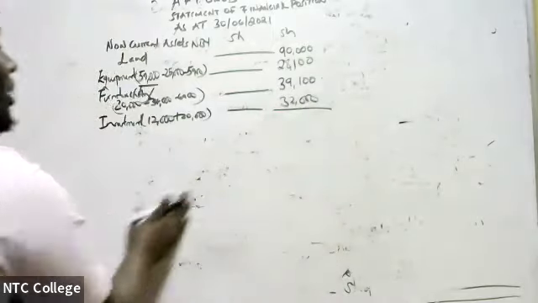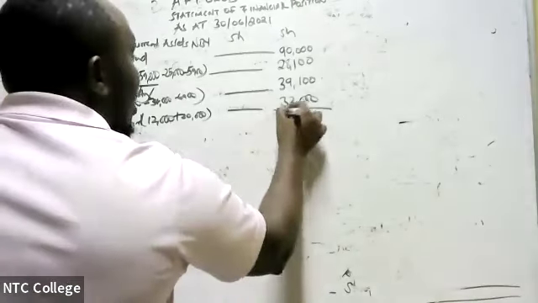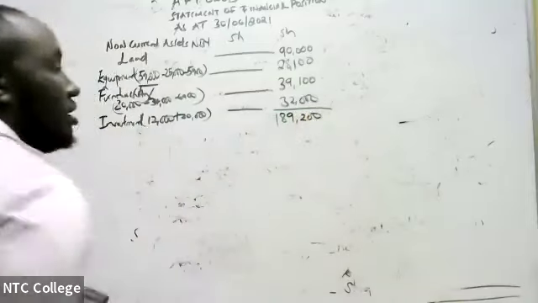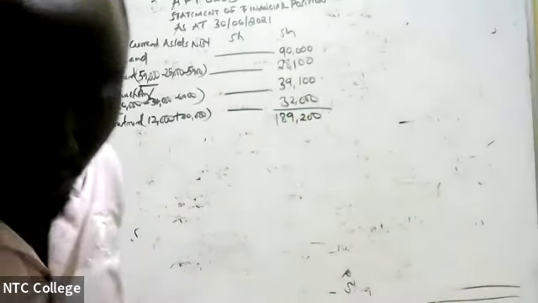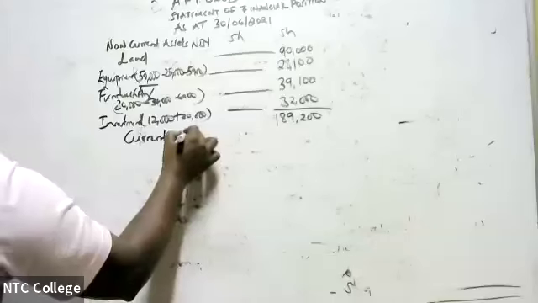So what is the long-term non-current assets? So if you have that, you have 189,200. Tuko sawa, 189,200. Yeah. Then I go to current, what you call the current assets.